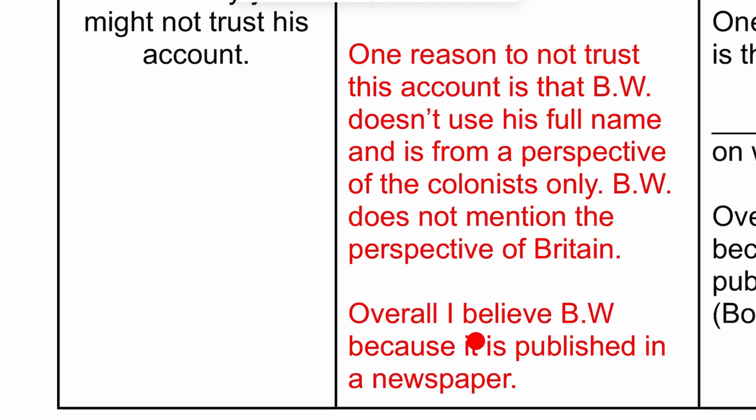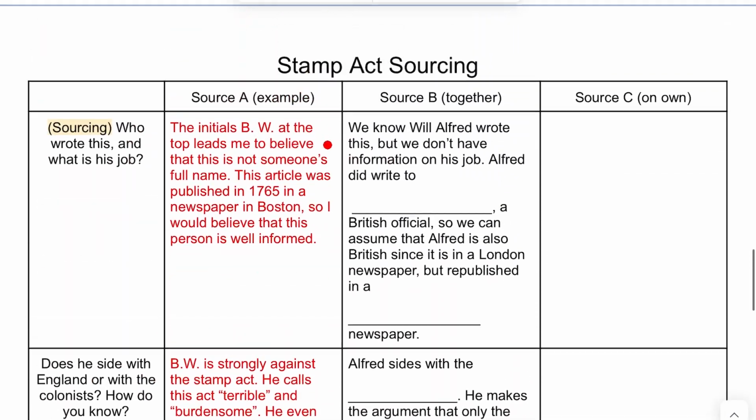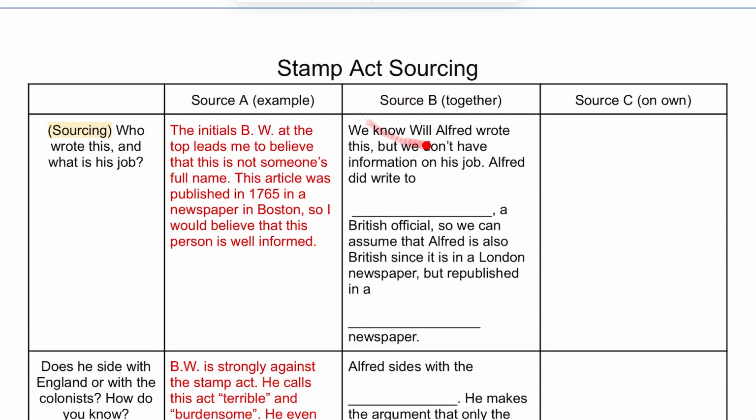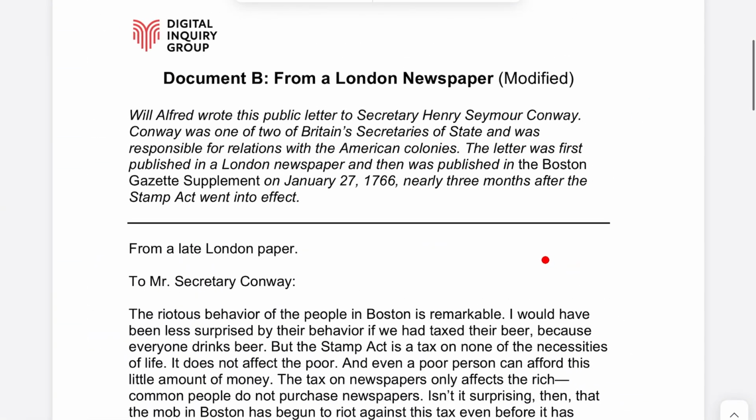So I think, though, overall, coming back to my original point, I do believe BW because it's published in a newspaper. The newspaper, maybe we can assume, takes the job of vetting different resources. So we're going to repeat that again. We're going to mark up source B, and then we're going to answer source B together. Let's go and look at source B.